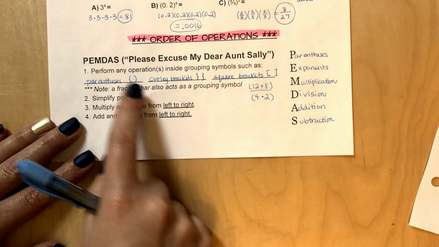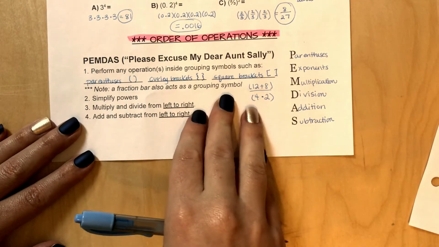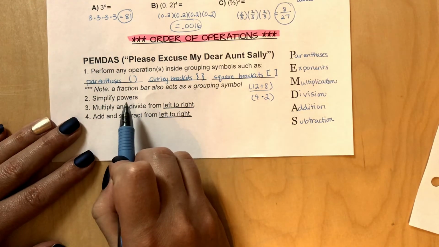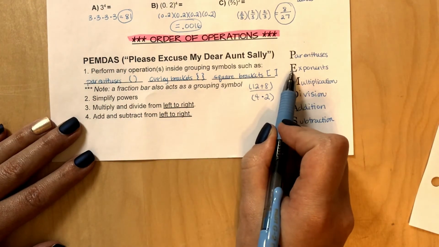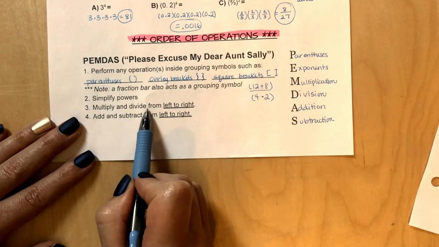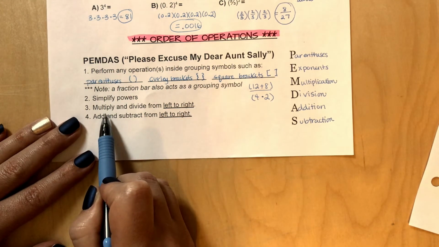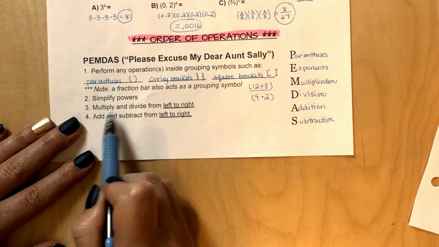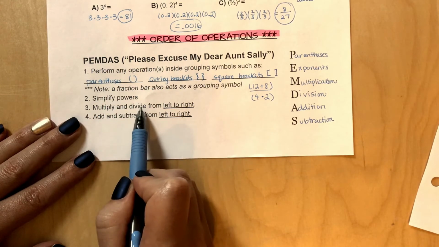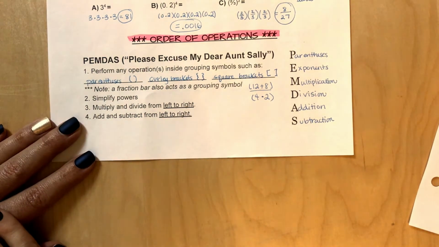After you take care of all of your groupings, and if you have more than one, start from the inside and work your way out. You're going to simplify your powers. So your powers are your exponents. After you do all that, you're going to multiply and divide from left to right. Don't go through and do all of your multiplication and then all of your division. You do both of them at the same time, starting on the left and going to the right. The same thing for addition and subtraction.